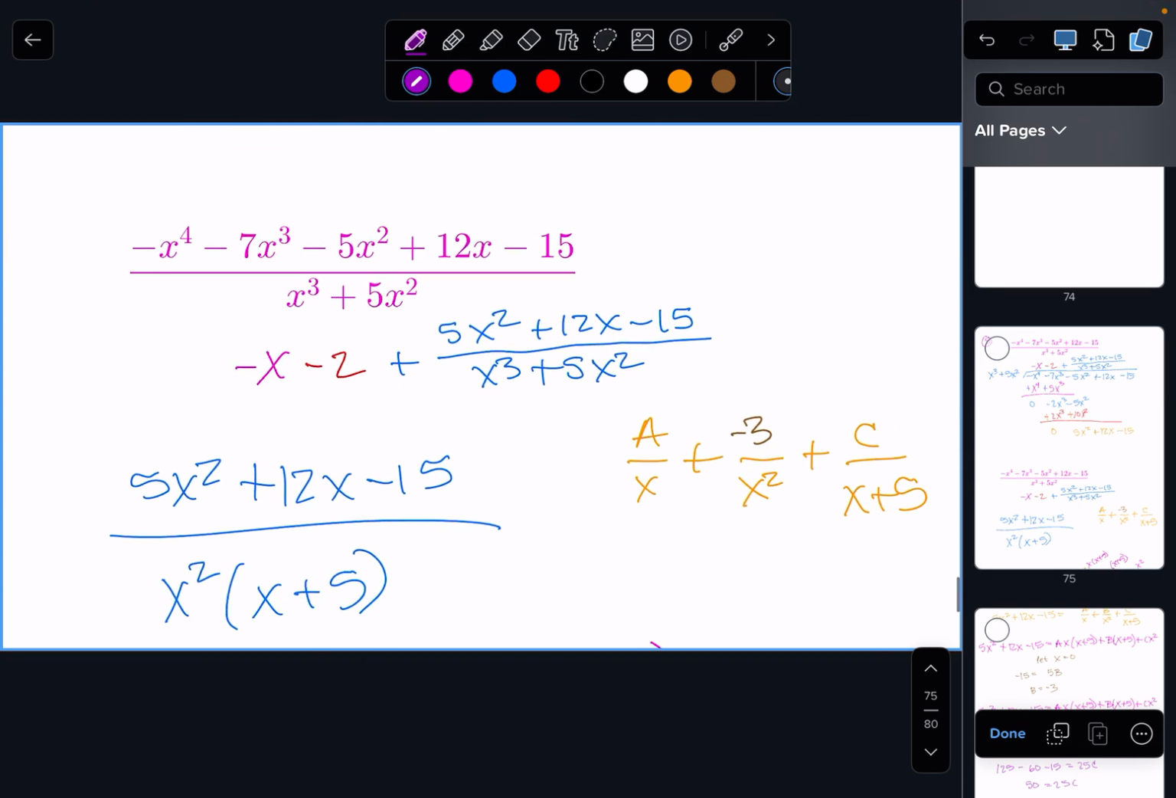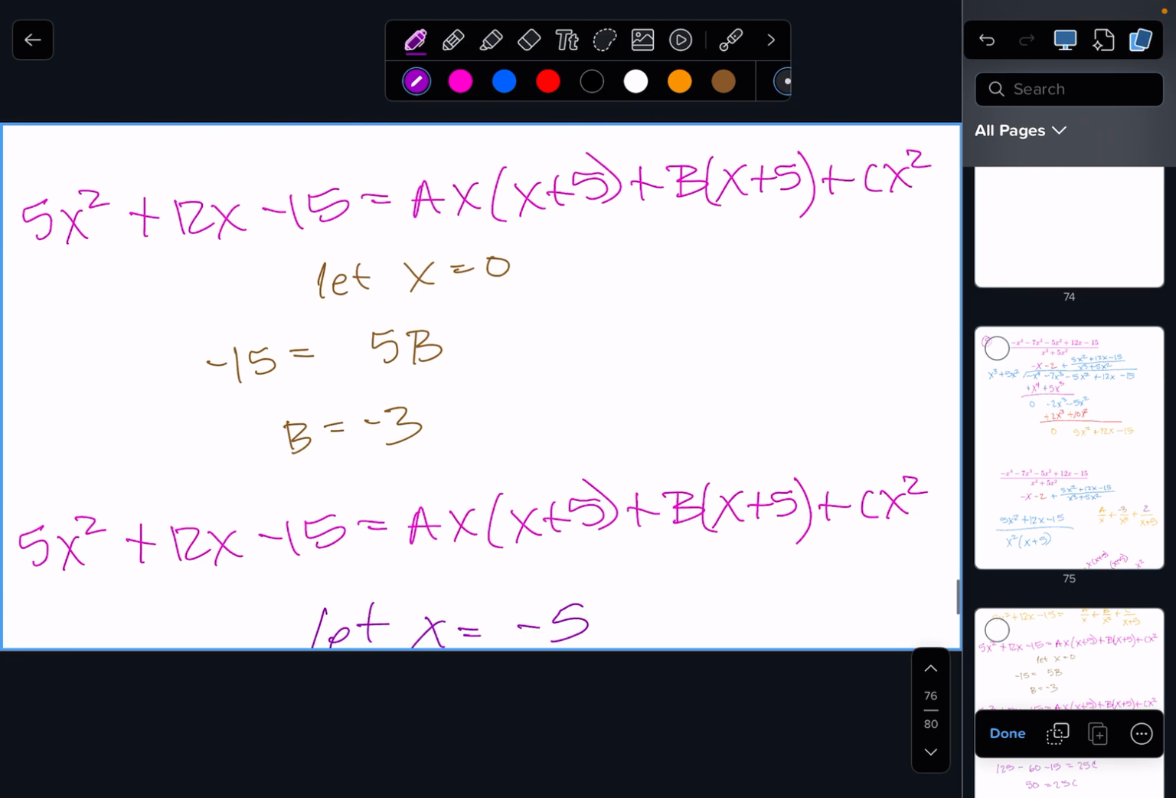So up here, C equals 2. And now we have to find A.